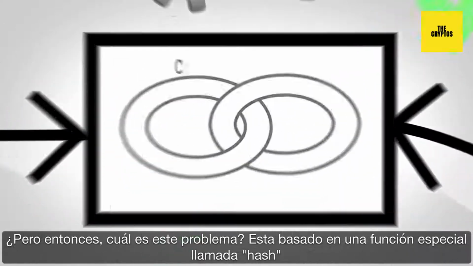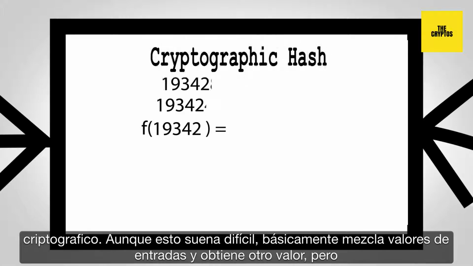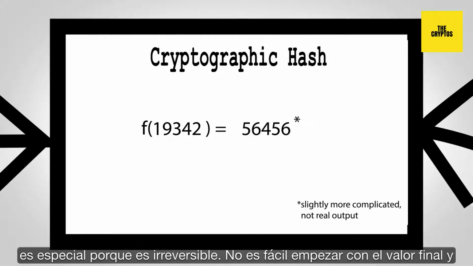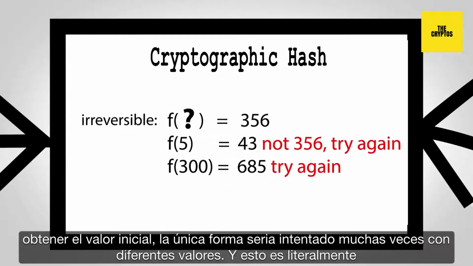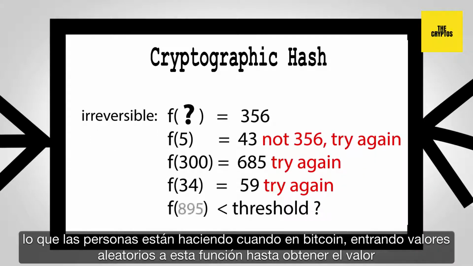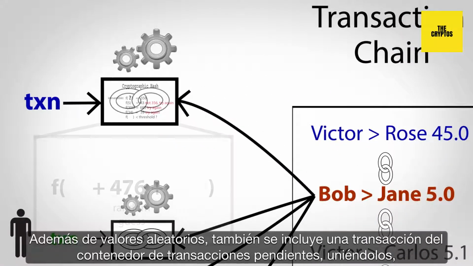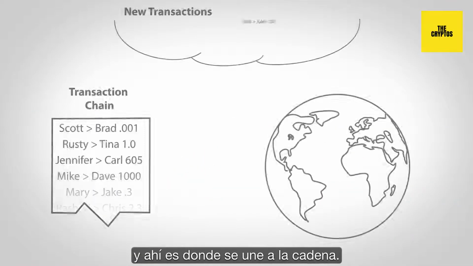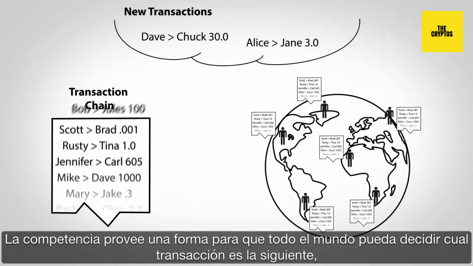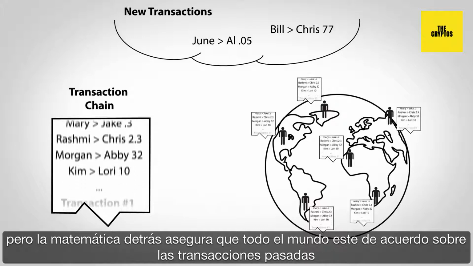So what's this linking problem? It's based on a special function called a cryptographic hash. As scary as this sounds, it just mixes up its inputs and spits out a number, but it's special because it's irreversible. There's no easy way to start with an output and then find an input that generates it other than by making lots of guesses. And this is literally what people are doing in Bitcoin, feeding this function random numbers until the output meets certain criteria. Besides a random guess, you also input a transaction from the pending pool and chain, which is where the linking part comes in. So the lottery provides a way for the entire world to decide which transaction is next, but the math behind it also helps ensure everyone agrees about past transactions too.